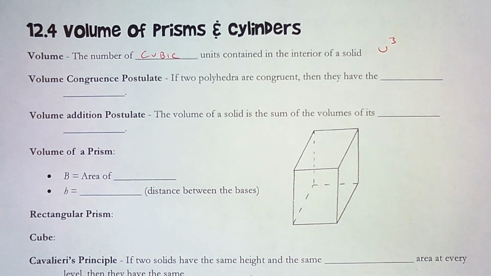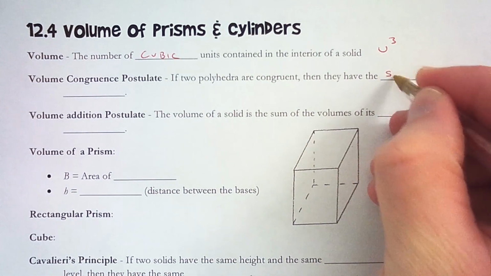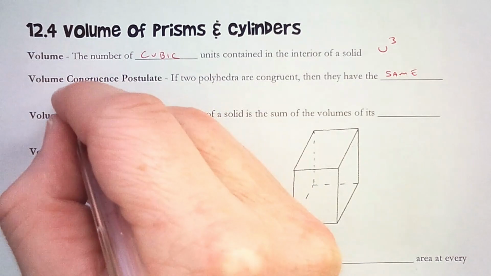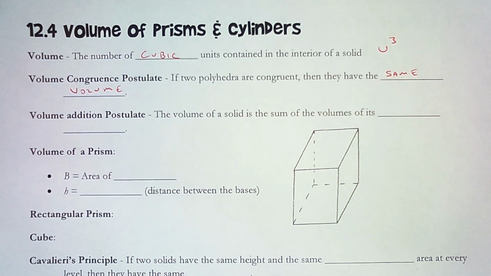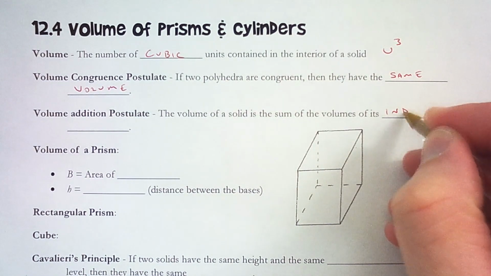Okay, a couple more things about volume before we get to volume of a prism. Volume congruence postulate: if two polyhedra are congruent, so they are exactly the same size and shape, then they will have the same volume. The volume addition postulate says that the volume of a solid is the sum of the volumes of its individual parts.